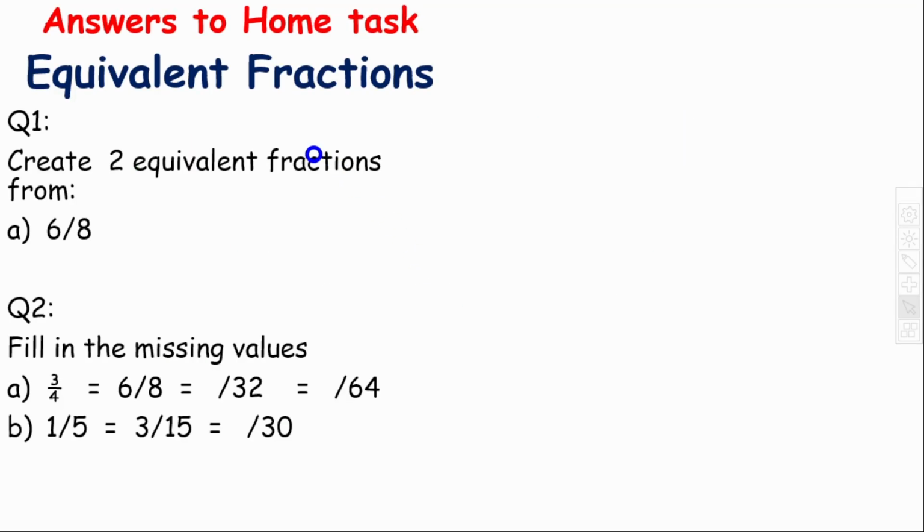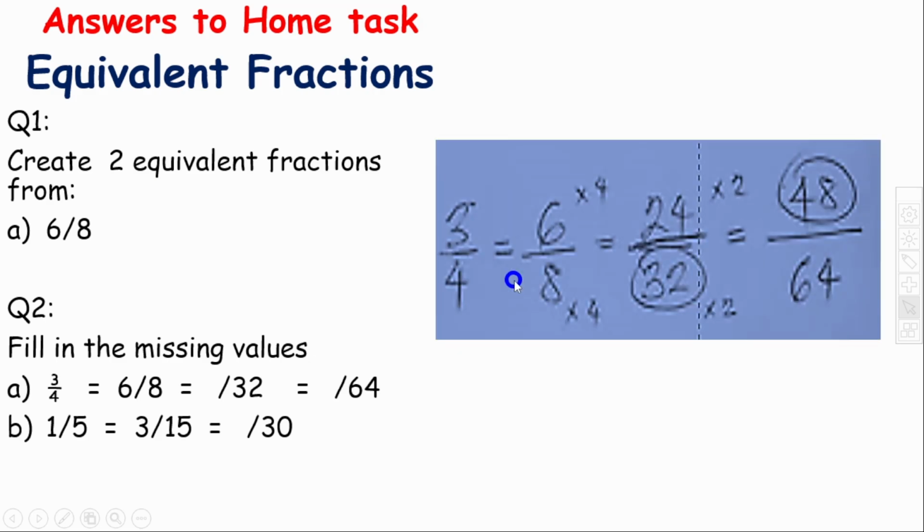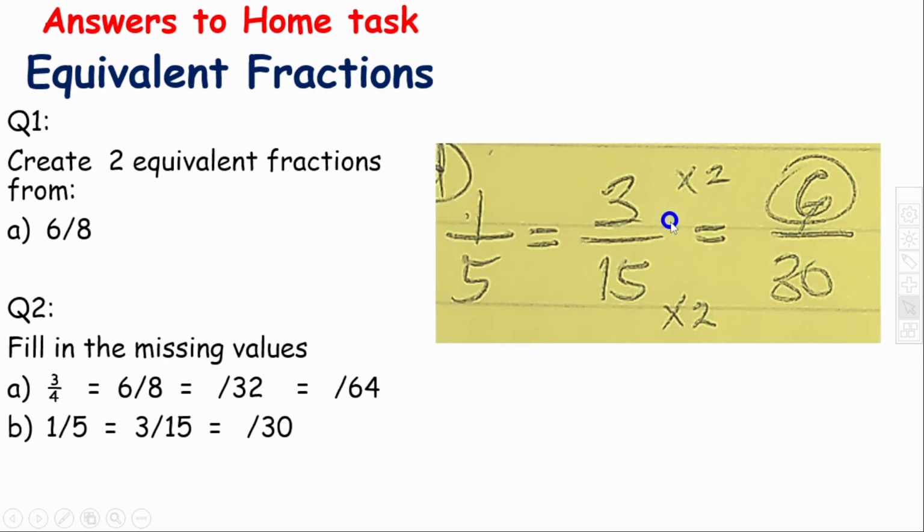Remember in the last class, I gave you some home tasks on equivalent fractions. These are the answers to those home tasks. The very first answer, the final answer is 12 over 16, 24 all over 32. The final answer to the second question is 24 and 48. The final answer to the third question is 6.